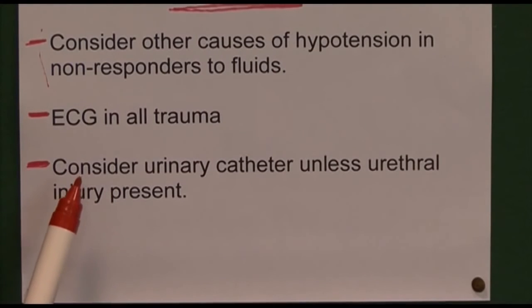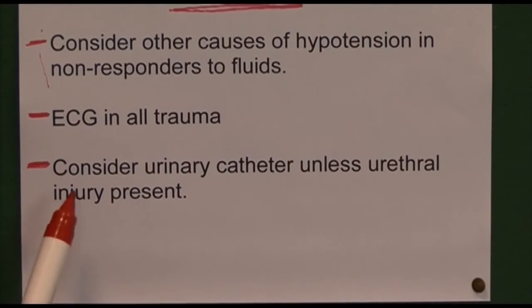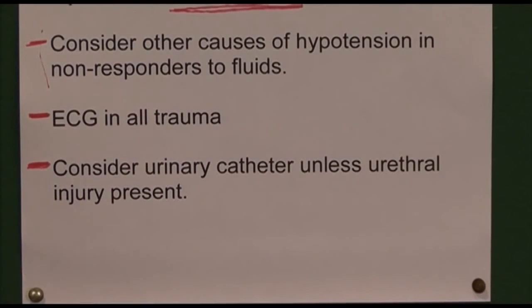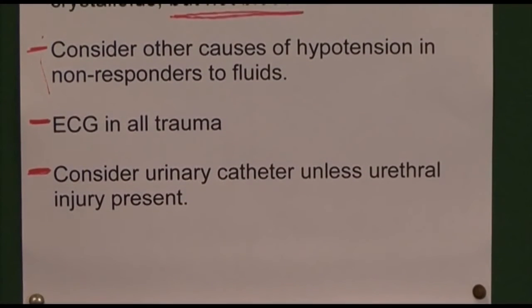And of course, we're looking for a minimum of 0.5 mils of urine per hour per kilogram of patient body mass in an adult. More urine than that in a child. In a child, we're looking for maybe 1 mil per hour per kilogram. And in a younger child, we're looking for even more, 2 mils per hour per kilogram.